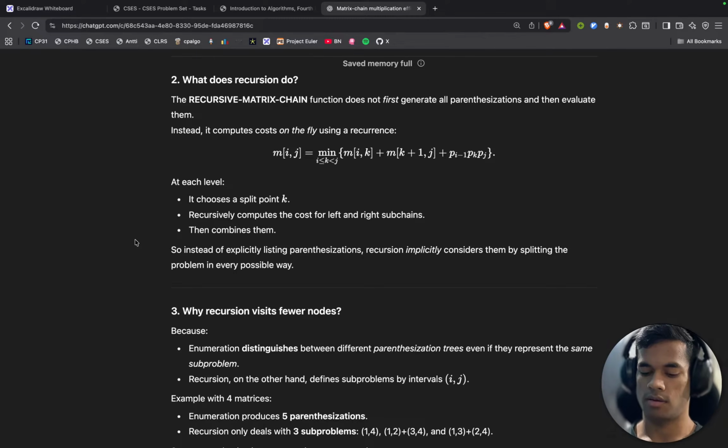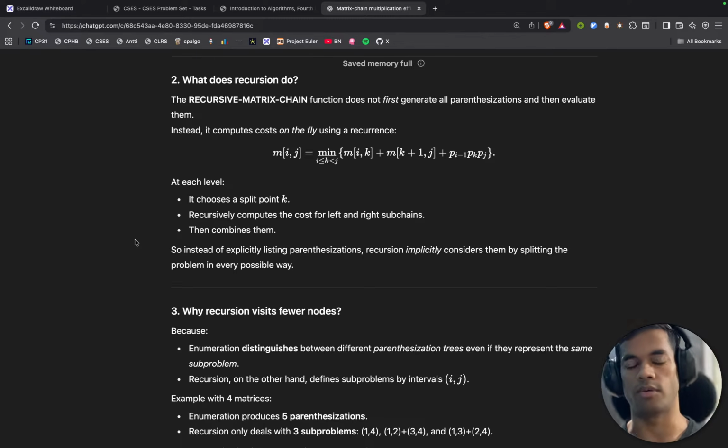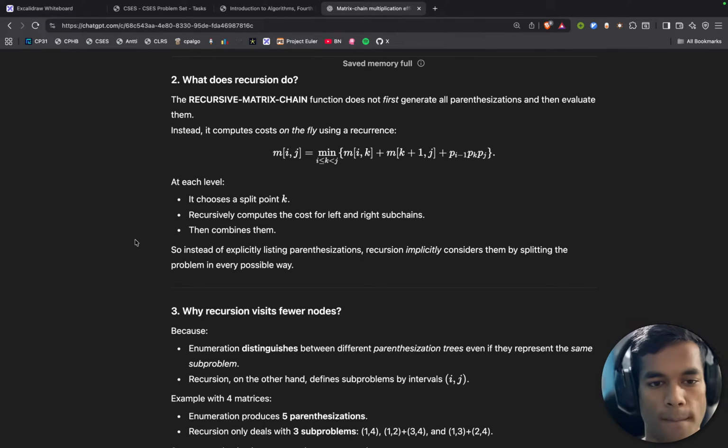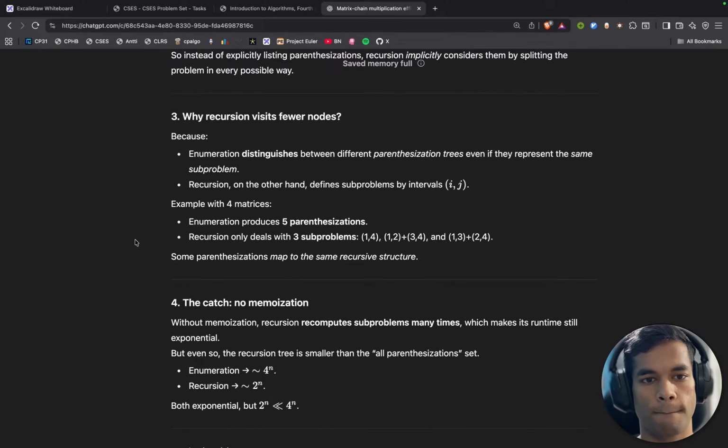Okay. Because enumeration distinguishes between different parenthesization trees, even if they represent the same subproblem.